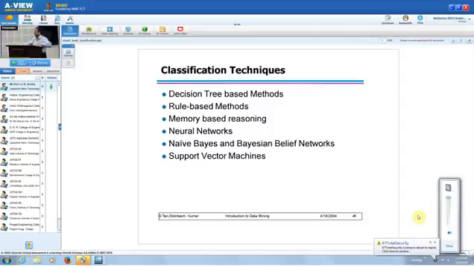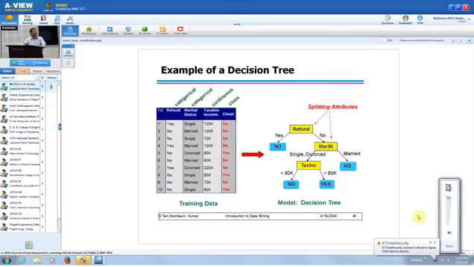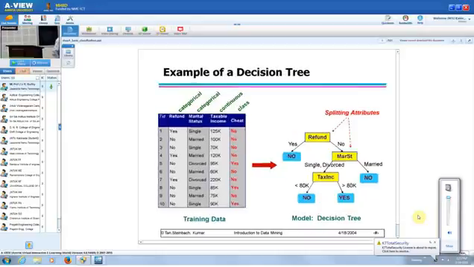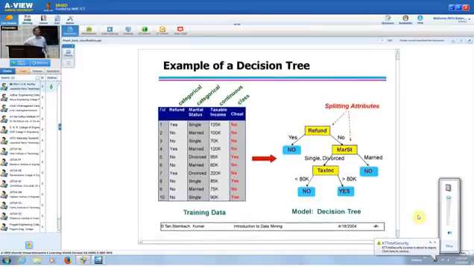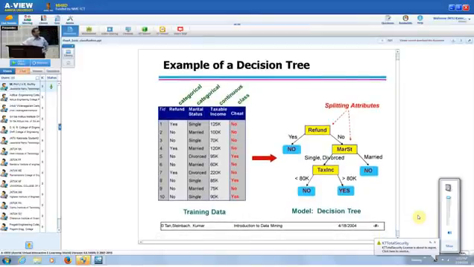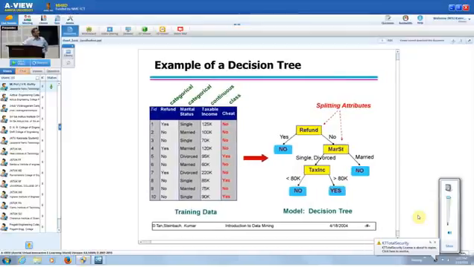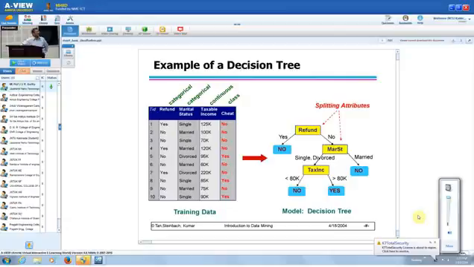Okay, so here is the next thing. An example for a decision: refund, marital status, taxable income. This is an example showing a decision tree, how it works.